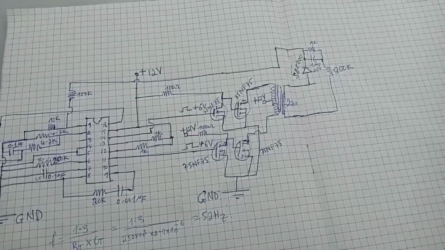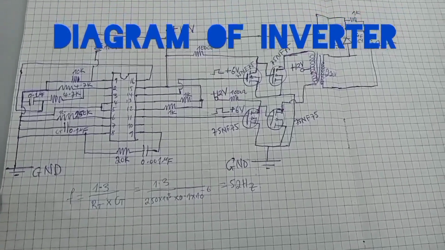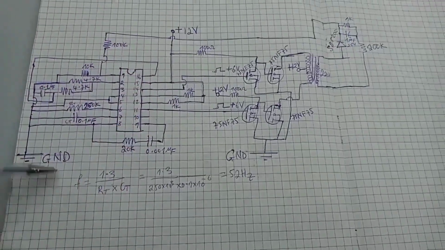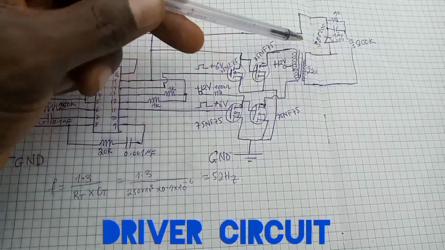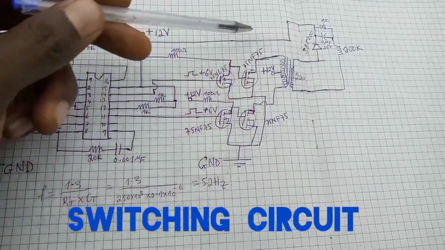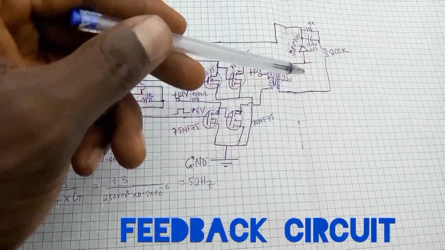Here we have the diagram of our inverter circuit. As you can see, here we have the driver circuit. Here we have the switching circuit, all this part, and then we have the feedback. That part is used for feedback.